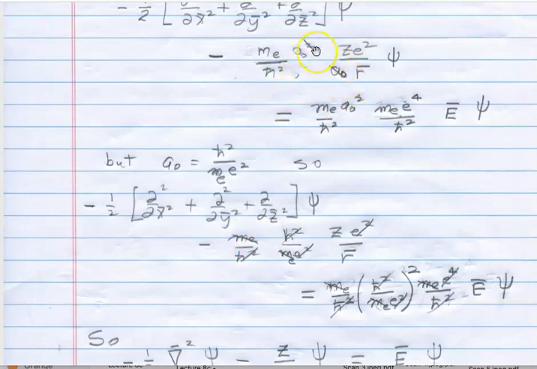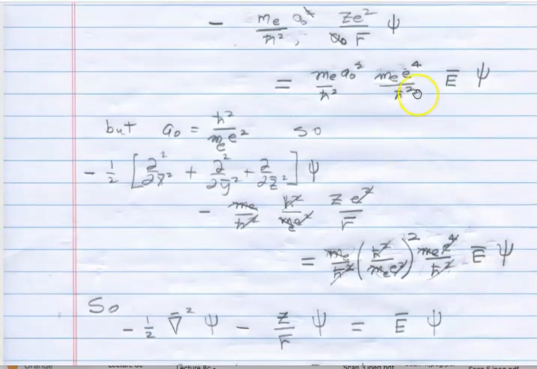Well, one of them cancels, so it's just a naught. So I just plug in a naught here, which is h bar squared over me e squared. And then the rest of the stuff, z, e squared, and r bar stayed the same. This term, I get me over h bar squared. That was still there. I get a naught squared, so that's my parentheses, substituting this for a naught here. And then finally I multiply it times e to the 4th over h bar squared.